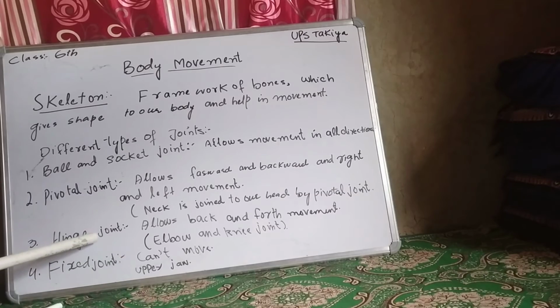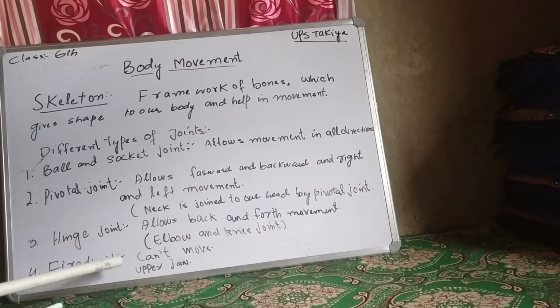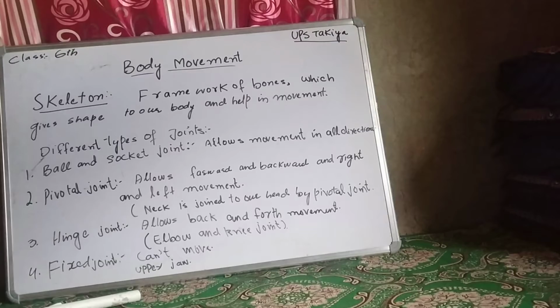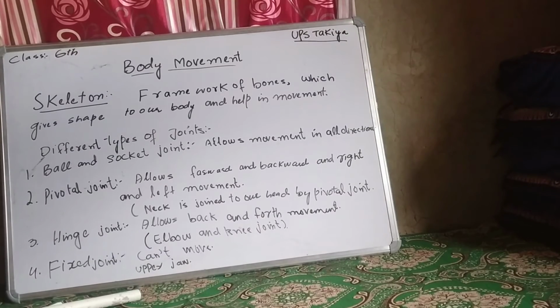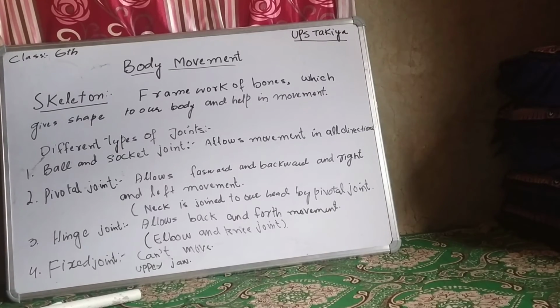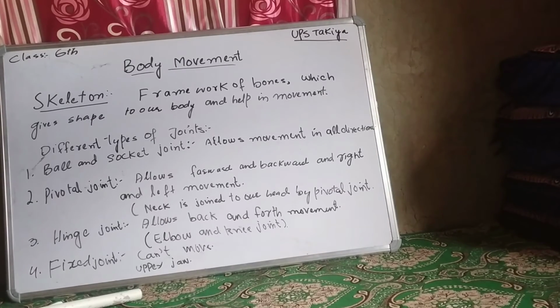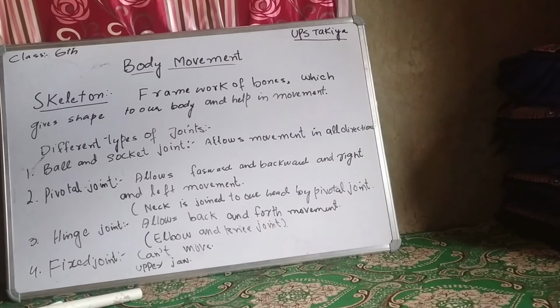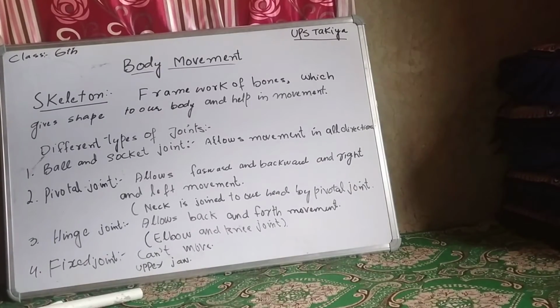The third one is hinge joint. This joint allows back and forth movement, like in our elbow and knee. We can move our elbow back and forth, and we can move our knee back and forth. There is present hinge joint in elbow and knee.